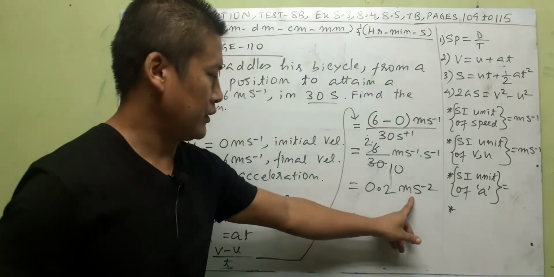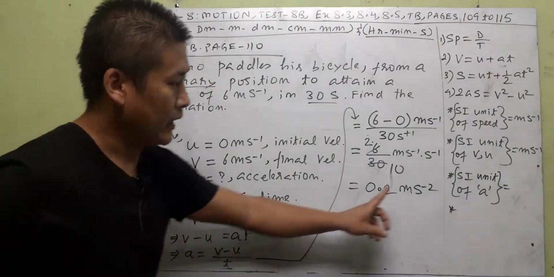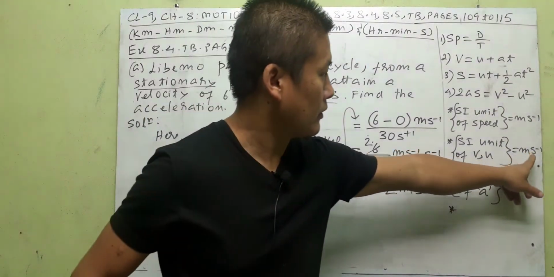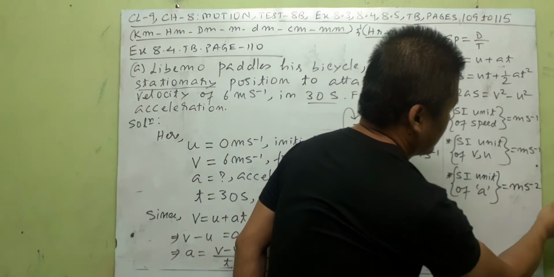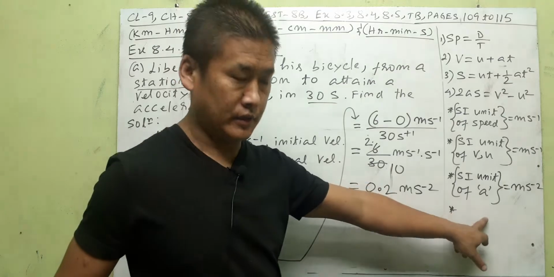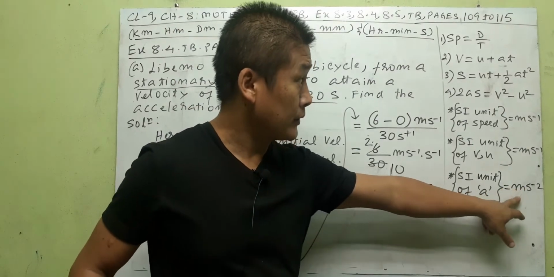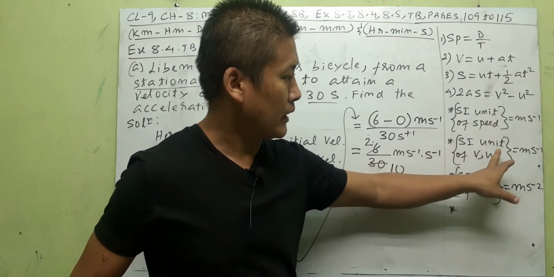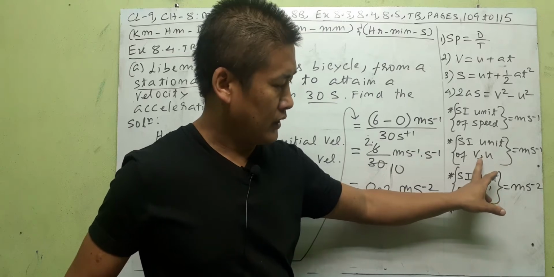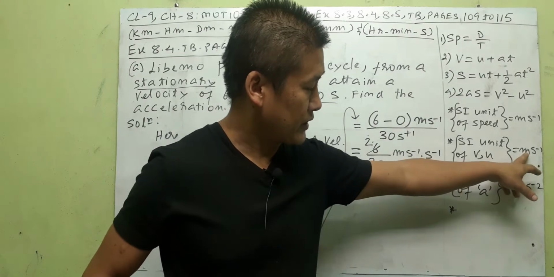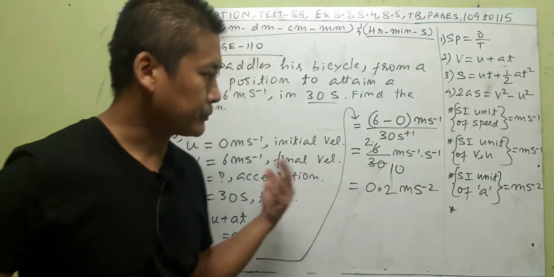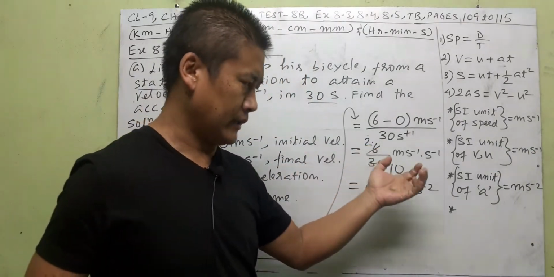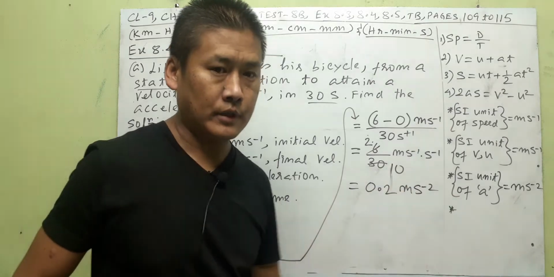So we learned today the unit for acceleration is meter per second square. Okay, so you write here meter per second square. So the SI unit of acceleration is meter per second square. The SI unit of speed and velocity, both initial and final, is meter per second, but acceleration is meter per second square. Okay, because acceleration is the change in velocity, right?